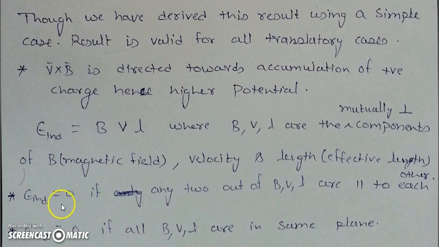So these two are important points. The induced EMF will be 0 if any two of these, Bv, vL or BL, are parallel or anti-parallel to each other. If they are parallel or anti-parallel, they cannot have any component perpendicular to each other, so the induced EMF will be 0. Also, if the magnetic field, velocity and effective length vector are in the same plane, then also the induced EMF will be 0.